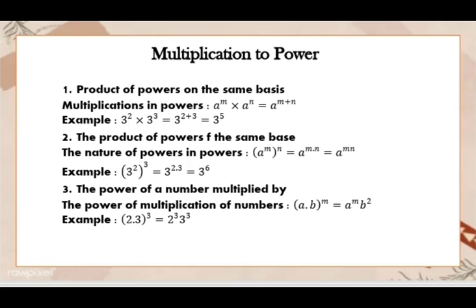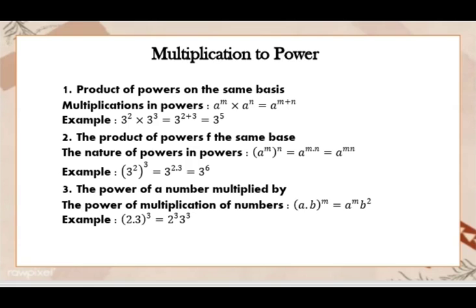Power of a power: a to the power of m, in brackets, to the power of n equals a to the power of m multiplied by n, which equals a to the power of mn. Example: 3 squared, in brackets, cubed equals 3 to the power of 2 multiplied by 3, which equals 3 to the power of 6.